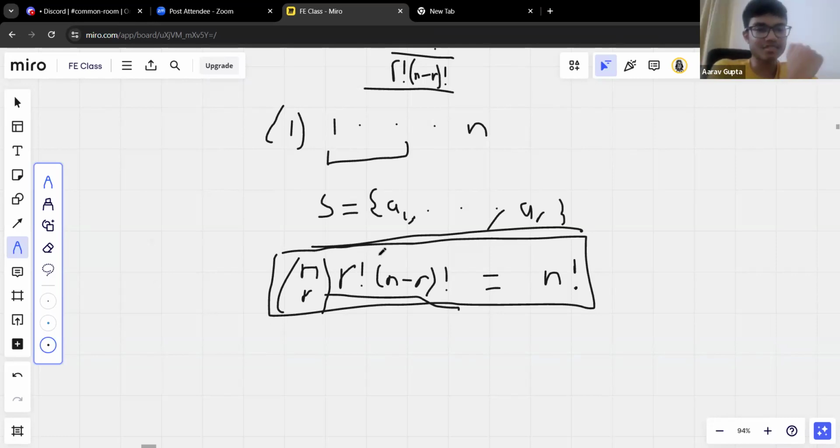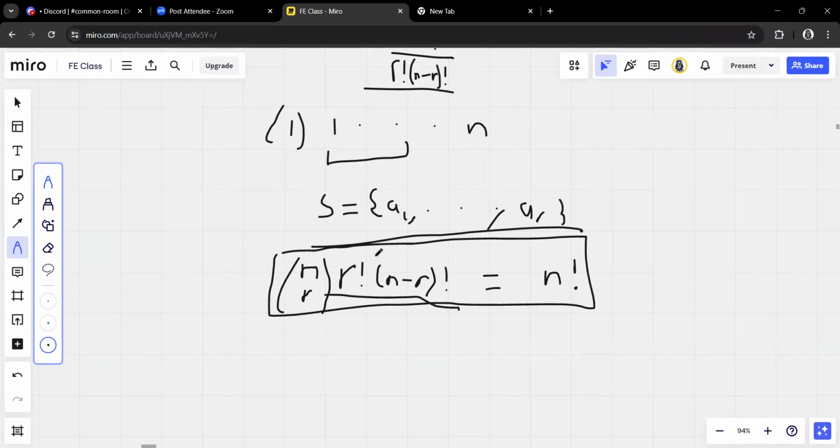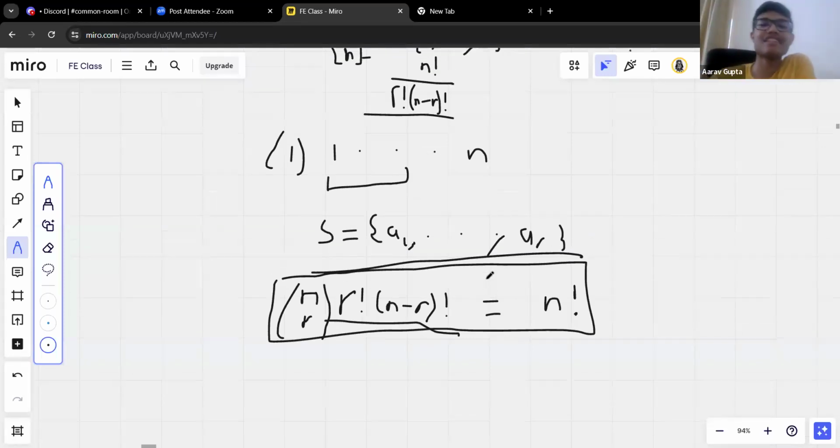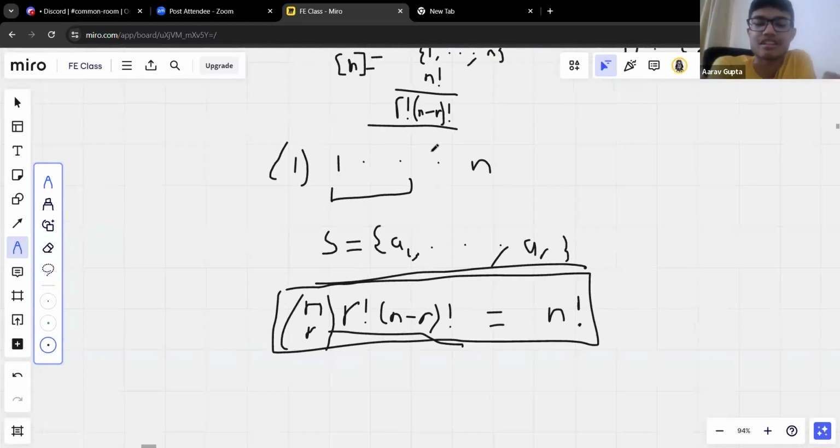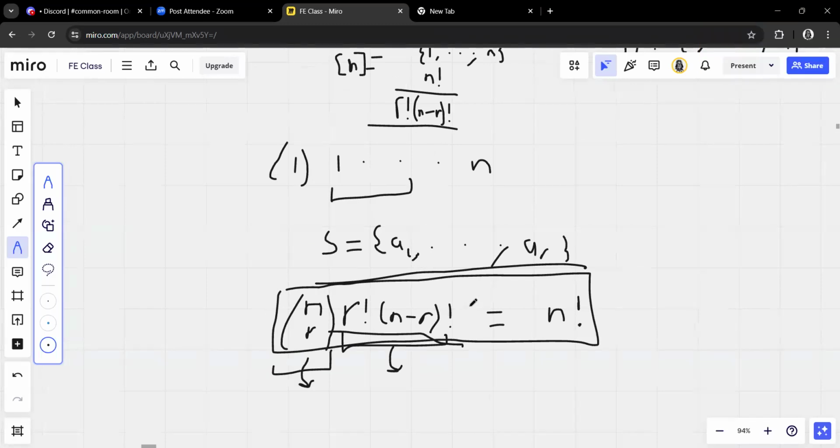Okay, so this entire thing being a subset of n factorial, like n factorial is a number. It won't have any subset. But what I did is, this is the number of subsets of size r, and each subset of size r appears in these many permutations. So this product is the total number of permutations. Okay.